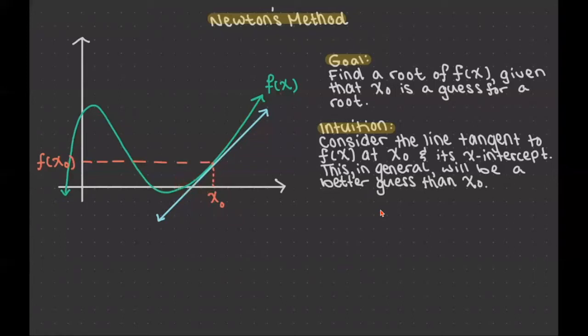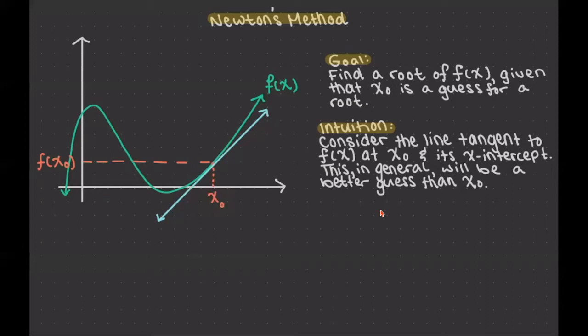The intuition is that if we consider the line tangent to our function at our guess point, in this case the line tangent to f of x at x naught, then where this tangent line intersects the x-axis is going to be, in general, a better guess for the root than x naught. For instance, here that would be, let's say, x1. This is definitely closer to the real root than x naught is. The idea is that we can repeat this process until we get as close to the root as we want. So we update our new x naught to be this x1, and then we repeat the process again.